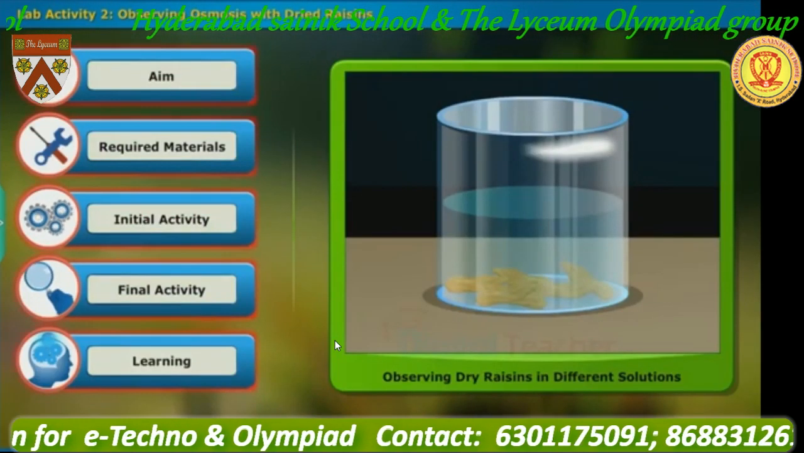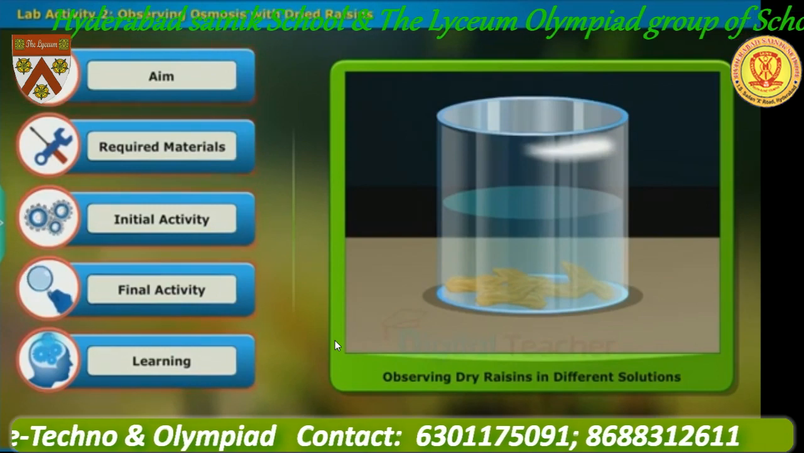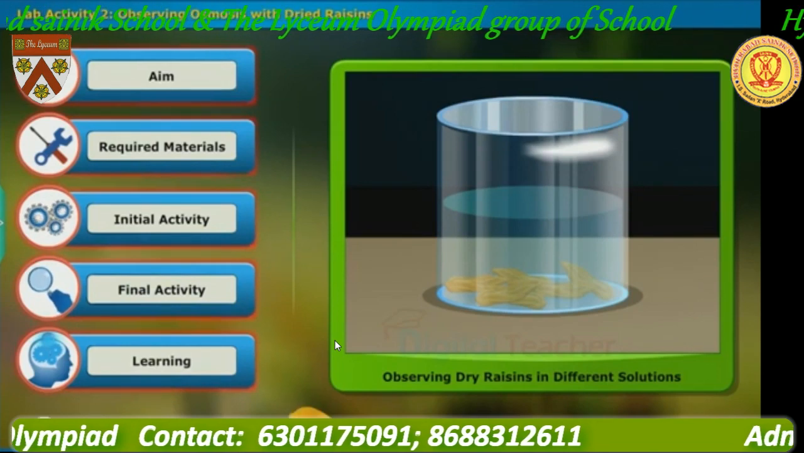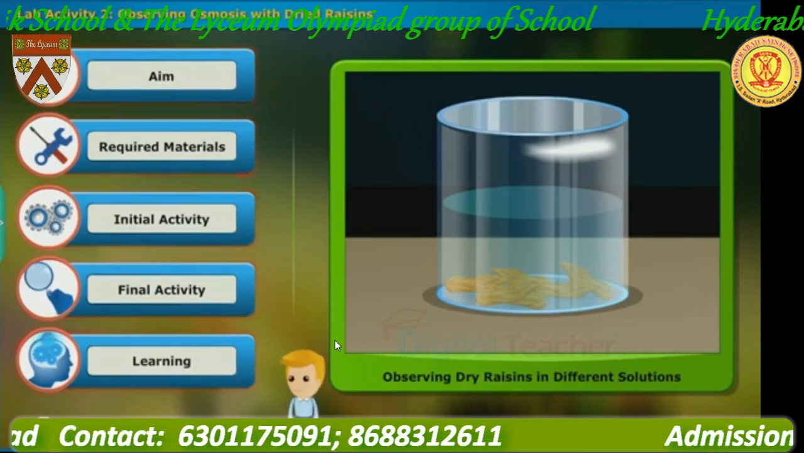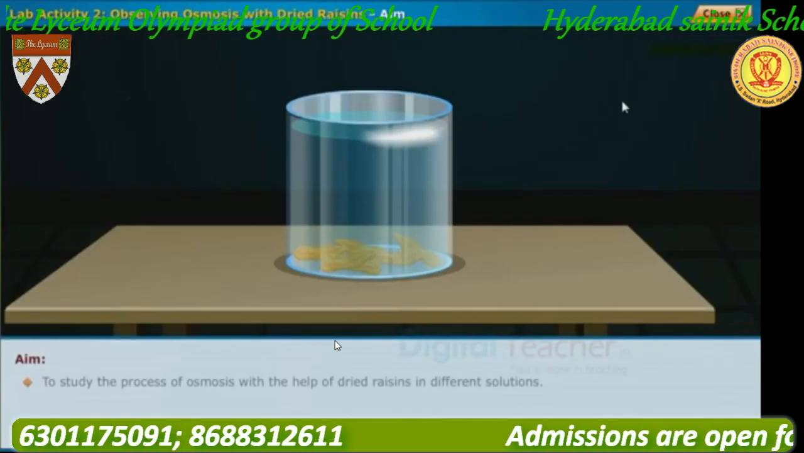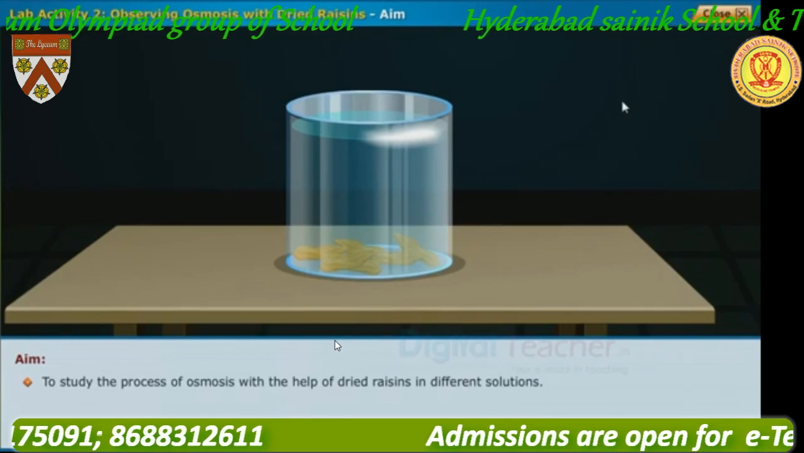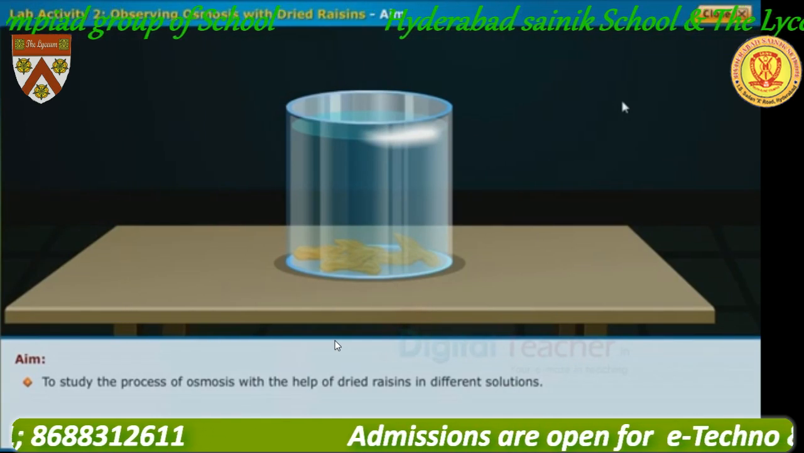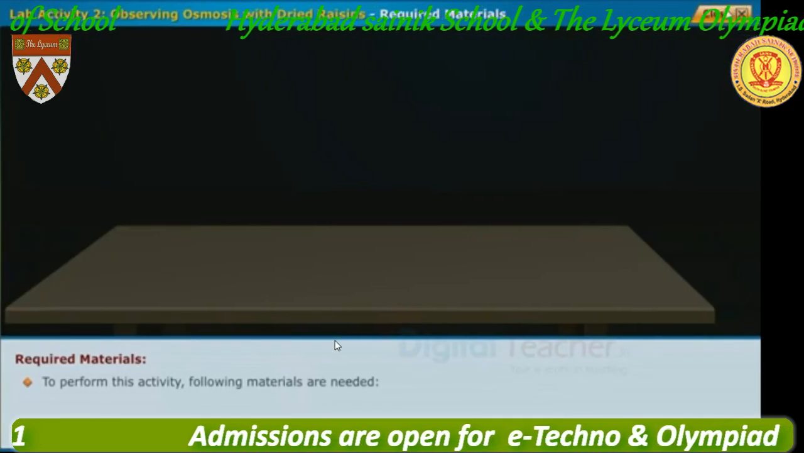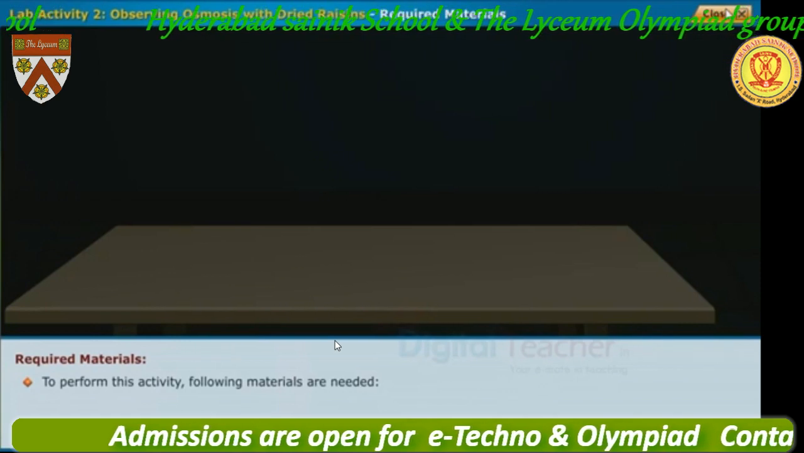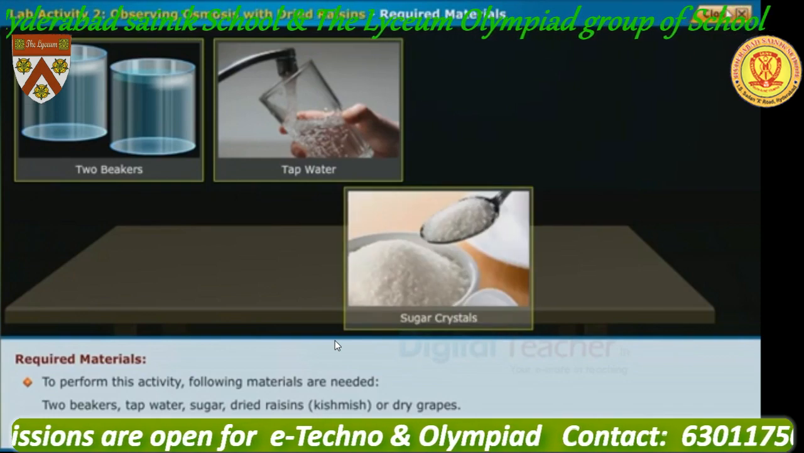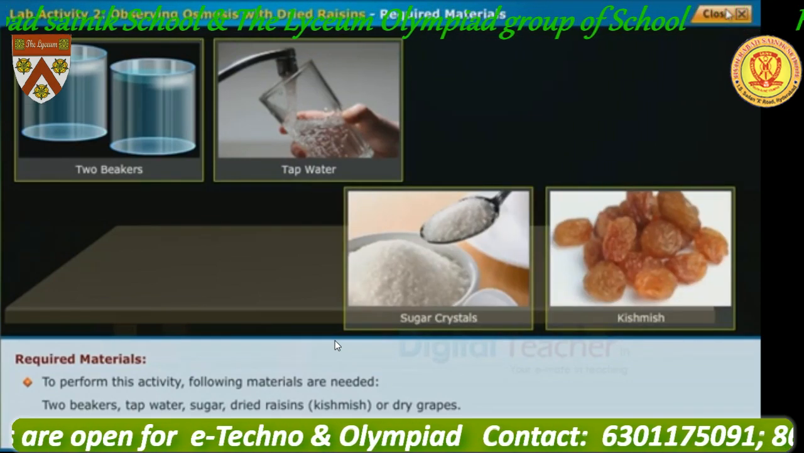Here, let us perform an activity to observe osmosis with the help of dried raisins in different solutions. Click each tab to know more. To study the process of osmosis with the help of dried raisins in different solutions. To perform this activity, the following materials are needed: 2 beakers, tap water, sugar, dried raisins or kishmish or dry grapes.